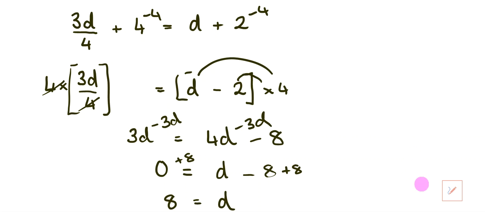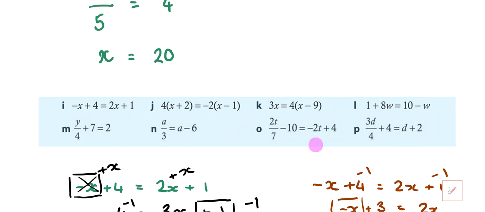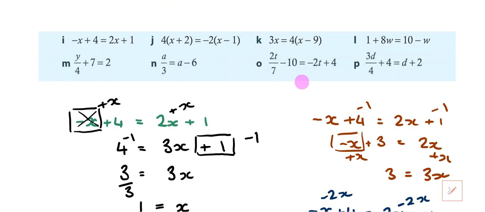So let me ask you this then. I'm going to get you to do the question that's very close to P, which is O. Can you do that yourself? 2 t's divided by 7, subtract 10 equals negative 2 t's plus 4. Try and come up with the most efficient way of doing it. Can you do that?